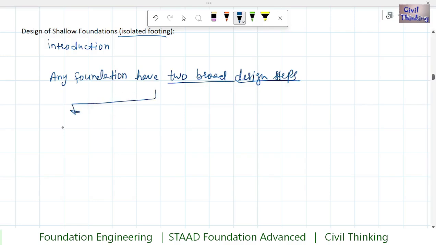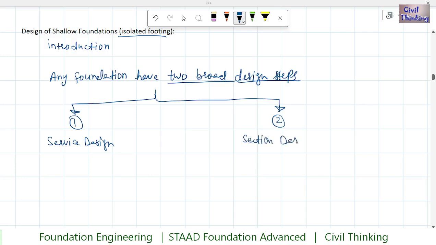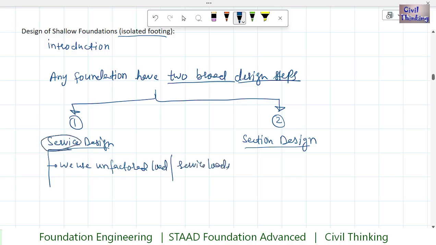So the first step is always the service design, okay, and the second step is section design. Okay, service design and section design. Now what we do here in the service design, okay, first of all let me tell you, we use unfactored load cases, okay, or service loads. That's where the name comes from. Okay, service design means we use service loads.